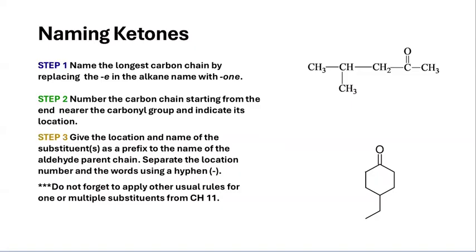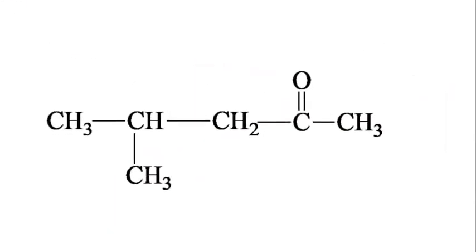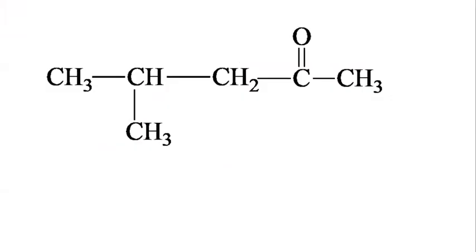We give the location and name of the substituents as a prefix of the parent chain. But let's not forget that if we have 5 carbon atoms or more in our ketone, we need to give the position of the double bond oxygen. So let's do the problems that we have on the slides. Take a moment and find the longest carbon chain in this ketone.